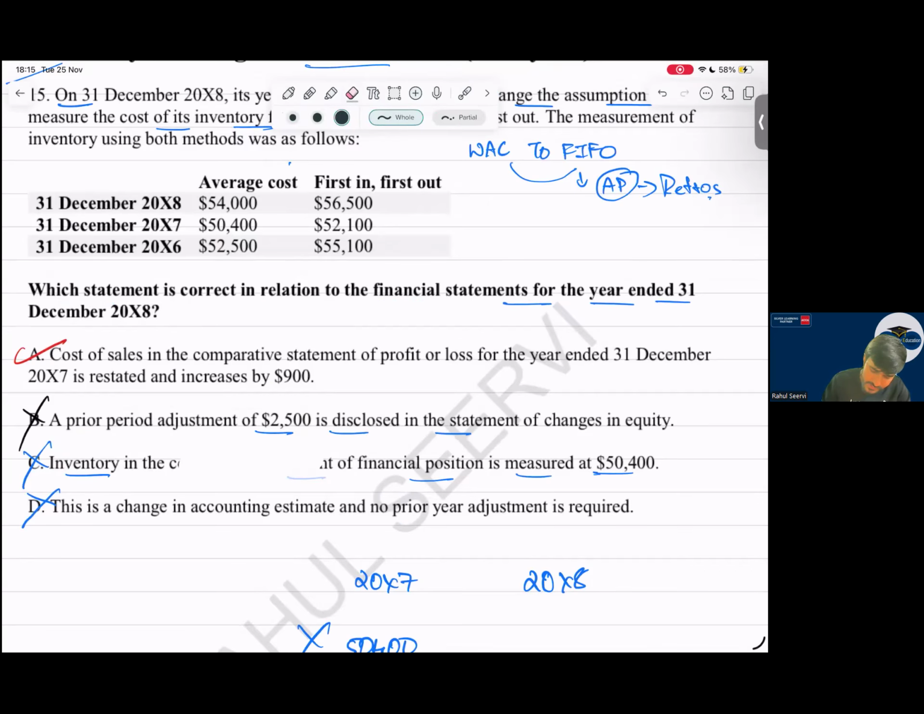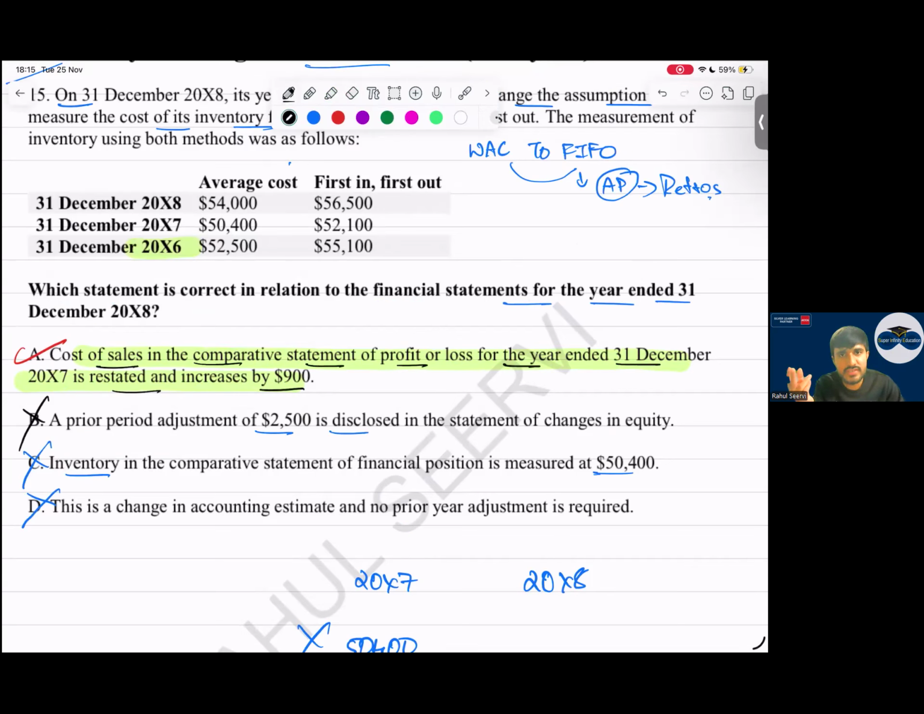Let me compare with the first sentence. The cost of sales in the comparative statement of profit and loss for the year ended 31st December is restated and increased by 900. Okay, they are saying this for 2007. I mentioned the earliest period presented is 2006. So in 2007, what should we do? We have to restate the figures.